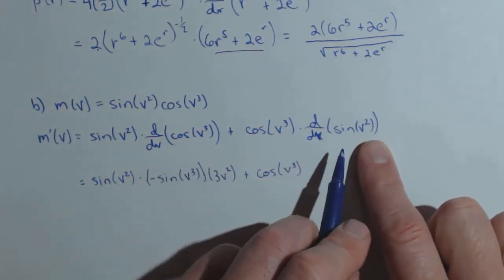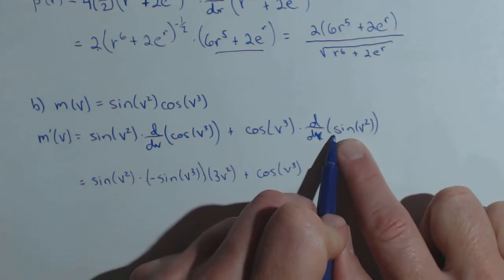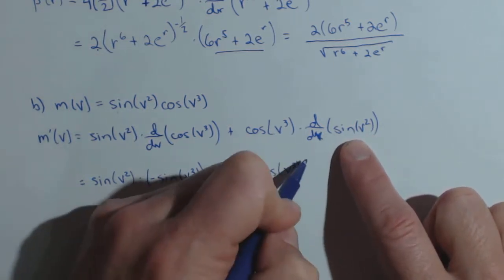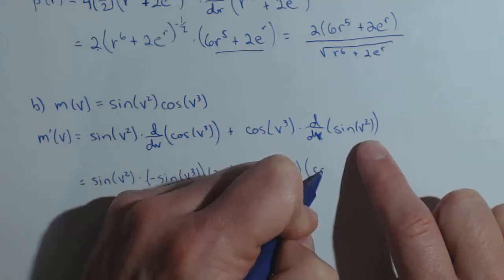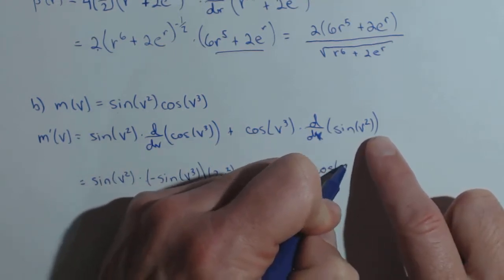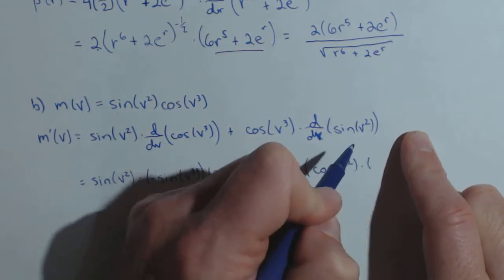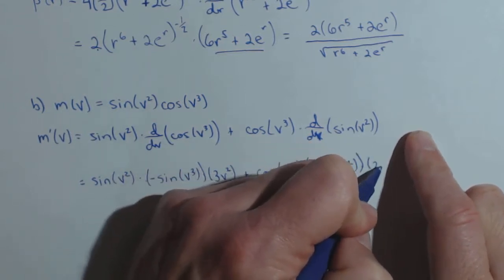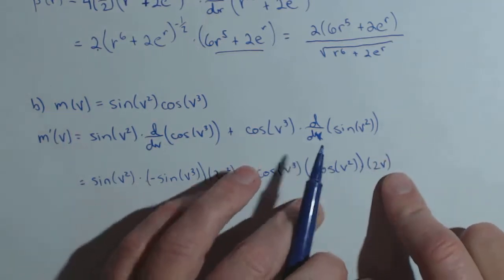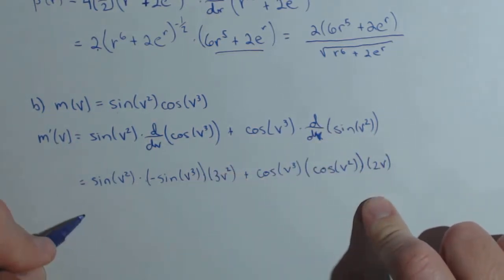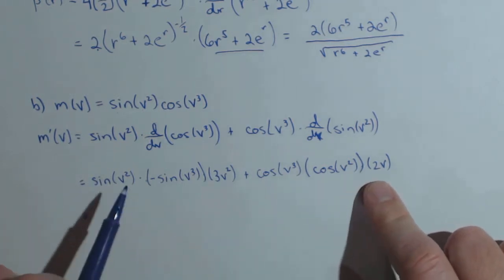Now we're going to do the derivative here. It's going to be similar to this. The outside is sine, the inside is v squared, so the derivative of the outside is cosine, leave the inside alone, v squared, times the derivative of the inside, which is 2v. So this part here is the derivative of this piece.